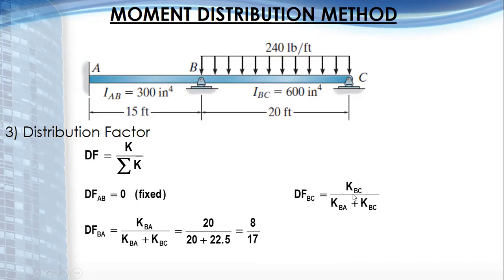And next, BC. The distribution factor of BC is the stiffness of BC over the total at joint B. Okay. And to check, the total distribution factor for the interior joint should be equal to 1. So add 8 over 17 and 9 over 17. The sum is 1. Okay. And lastly, for CB, it's 1.0 by simple support.